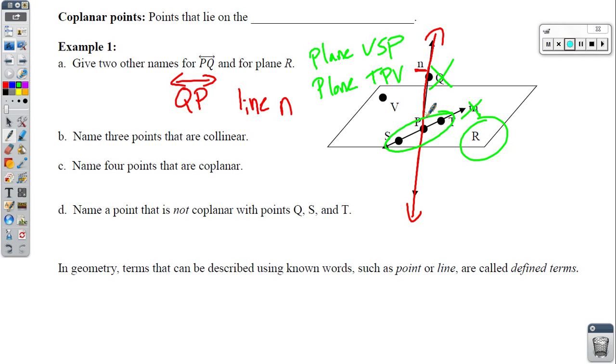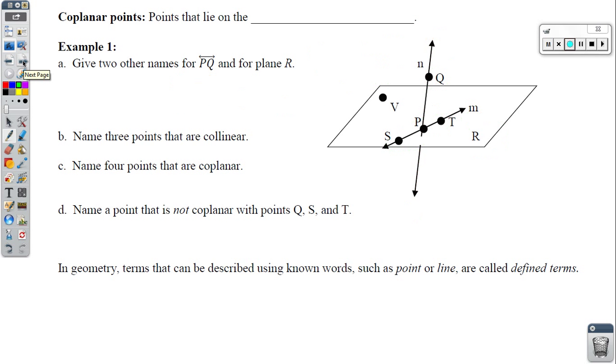If we want 4 points that are coplanar, so it'd be 4 points that are all on the same plane. Again, we can't use Q here because Q is not on the plane. Q is above the plane. Also, remember, M is the name of the line. That's not a point, so we can't use that. R also is the name of the plane, not a point, so we can't use that. So our only options for points are V, S, P, and T. And actually, those 4 points are all coplanar. That's really the only option that we have. Those 4 points are all on the same plane. So that's what we've got to use, V, S, P, and T.